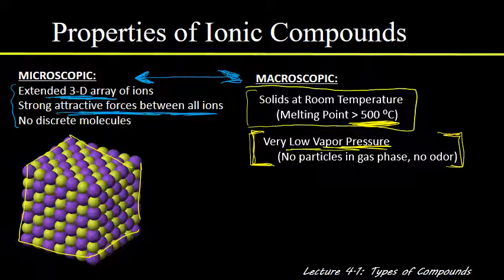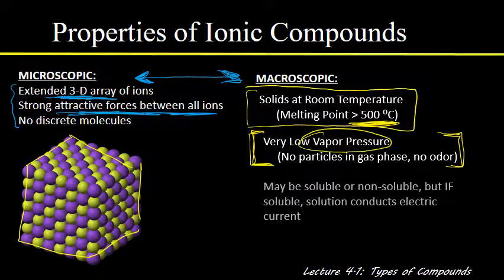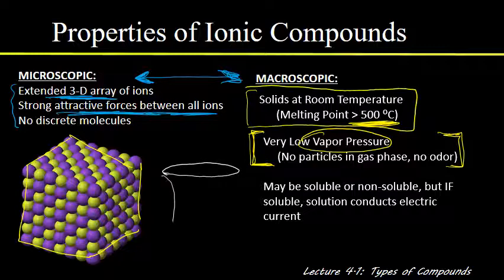That's because it has a very low vapor pressure, and there are no salt particles getting up into the gas phase. And the last thing is that even though ionic compounds can be either soluble or insoluble, I'd say probably most are soluble. Many are not soluble, most are. The important thing is, if they are soluble, the ones that dissolve in water conduct electricity, or their solutions, I should say, conduct electricity.